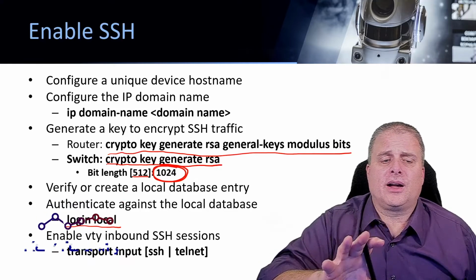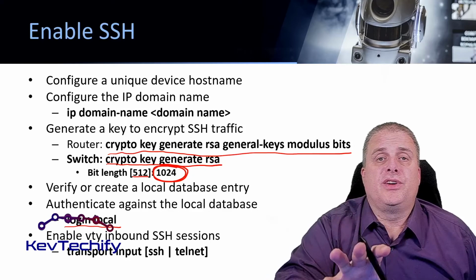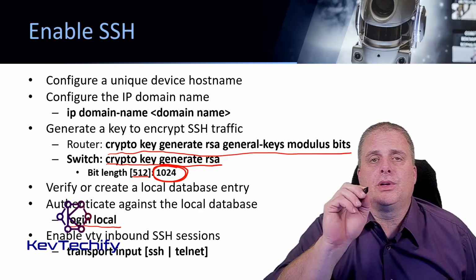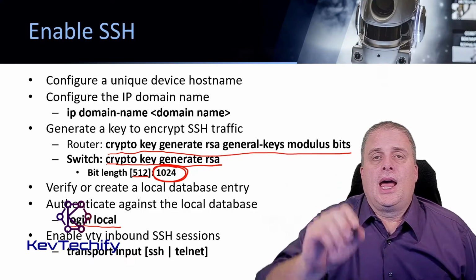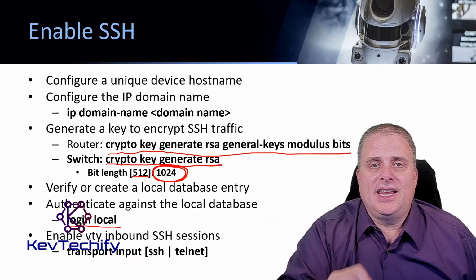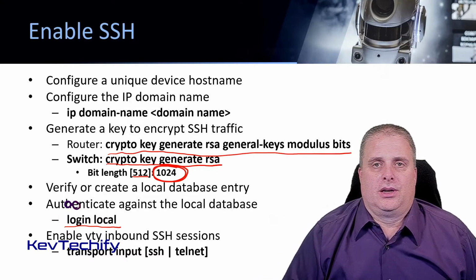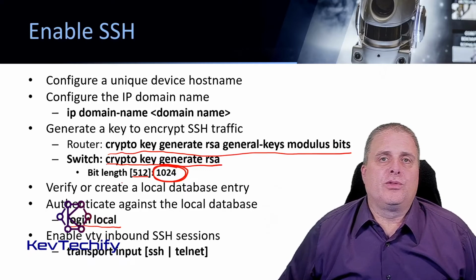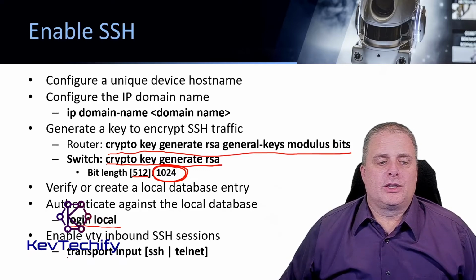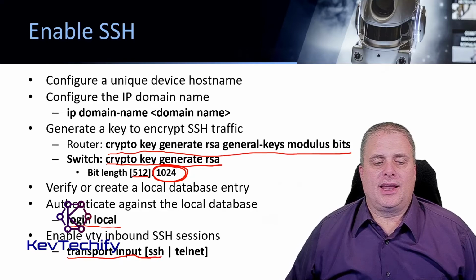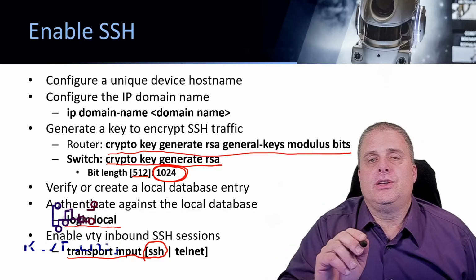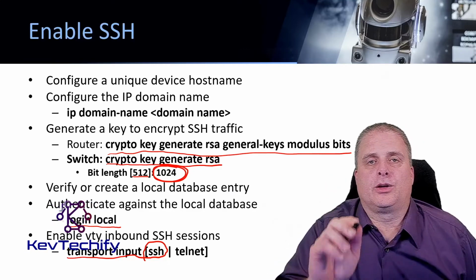Once you have all that up and running, SSH is configured. It's up and running. Now you just need to tell the virtual terminal emulator to use SSH as the input. And so down here, you need to go into your line VTY 0 4 or 0 15 and put transport input and then SSH. And that sets it up to use SSH. It forces the system to use that encrypted traffic.